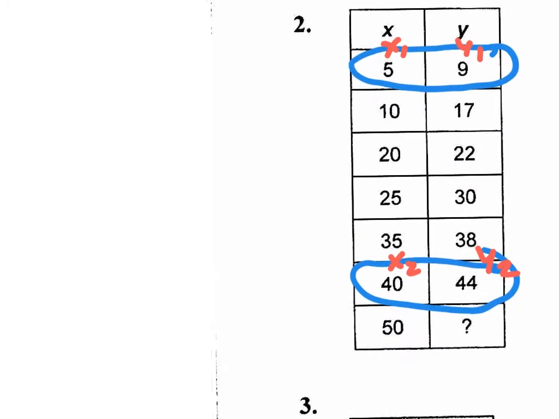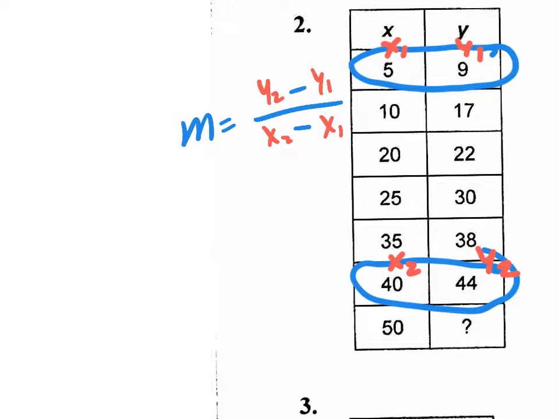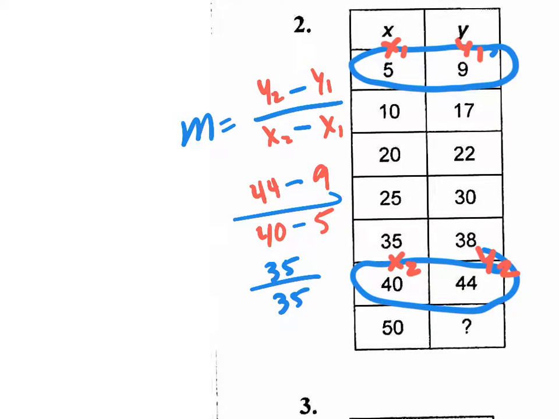I might as well use a slope formula right here on the side. M equals y2 minus y1 over x2 minus x1. So y2 is 44, and y1 is 9. And then x2 is 40, and x1 is 5. So when we do this math, 35 over 35. And that works out beautifully because our m value equals 1.